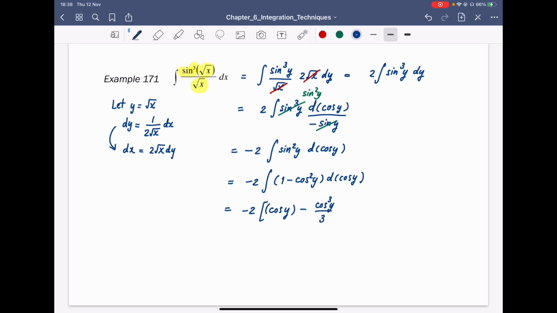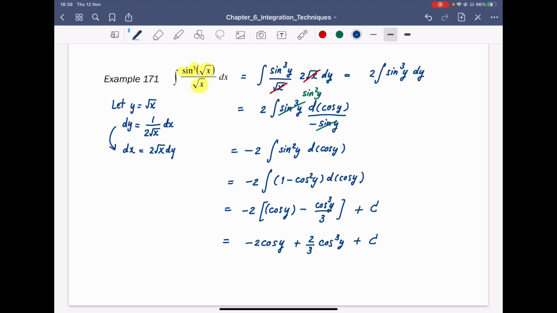Does it make sense? Well, I can let cosine y be my u, and then it's similar to the situation where I integrate u squared du, so I should get u cube over 3, right? And then at the end, I just add plus c. All right, if I multiply negative 2 inside the parentheses, my answer is going to be negative 2 times cosine y, and then plus 2 over 3 cosine cube y plus c.